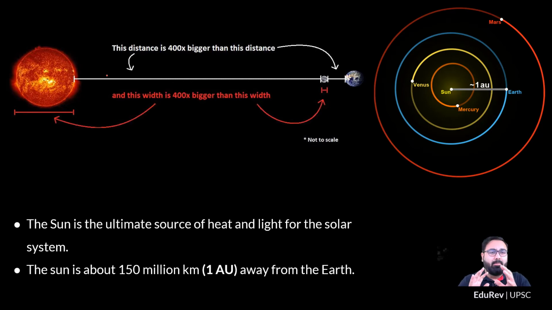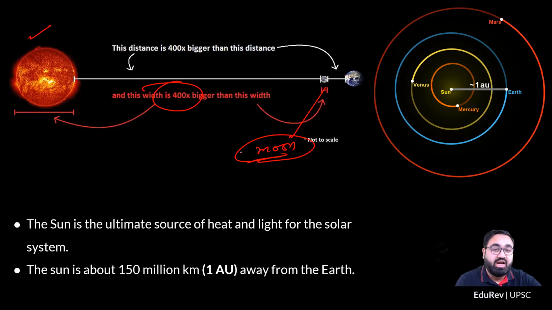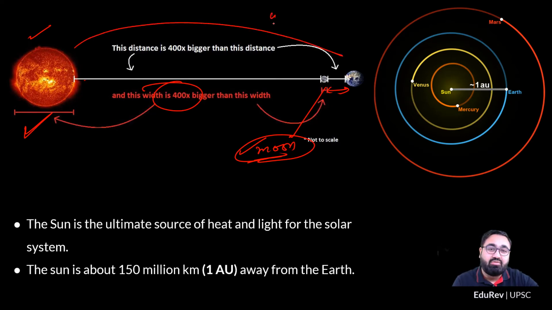Just to tell you a bit in brief about the size of the solar system. The width of the sun, that is the diameter or the radius of the sun, is about 400 times that of the moon. If this is the radius of the moon, and if you compare it with the radius of the sun, you will find that the radius of the sun is about 400 times that of the moon. In fact, the distance between the sun and the earth is about 400 times the distance between the moon and the earth.